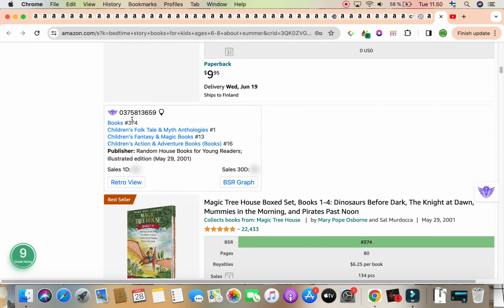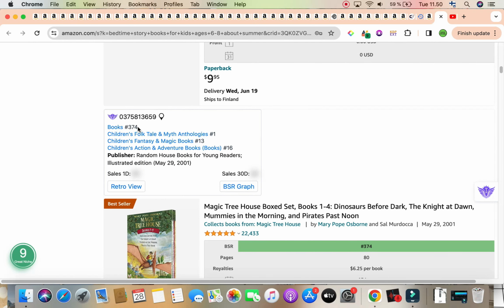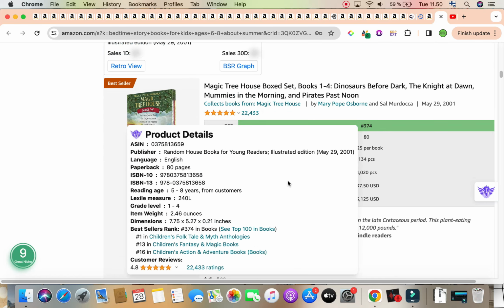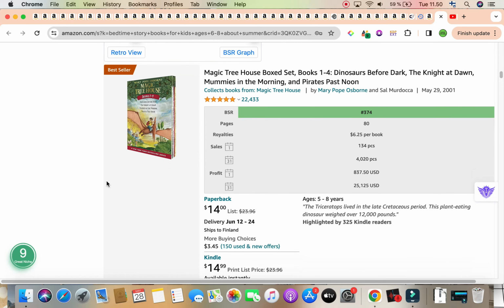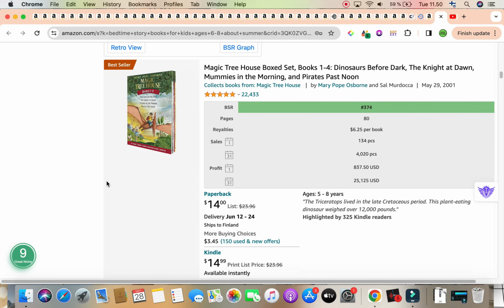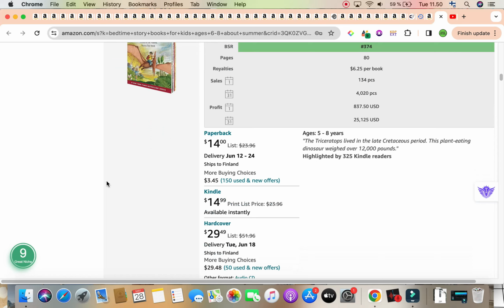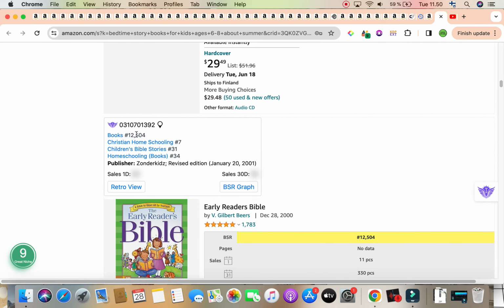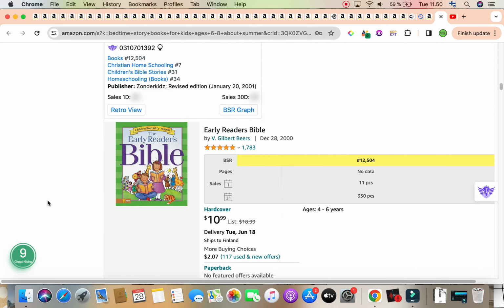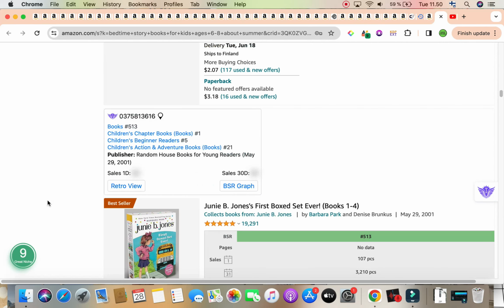We have just found our first one with a BSR of 374, sitting beautifully, and it is selling consistently, and this is a beautiful bestseller, selling around 4,020 copies per month, generating around $25,125. Next book is 12,504, and this is also selling around 330 copies per month. Next book is 513.